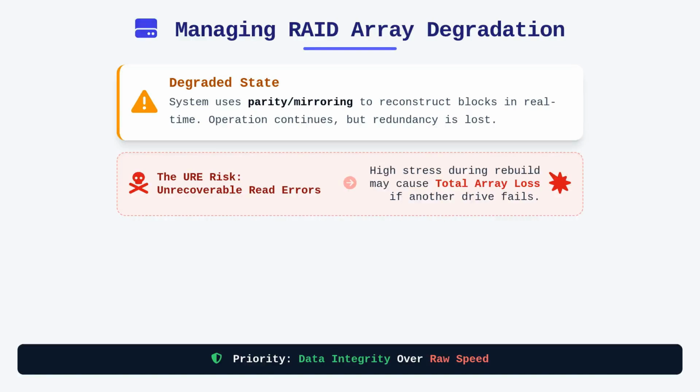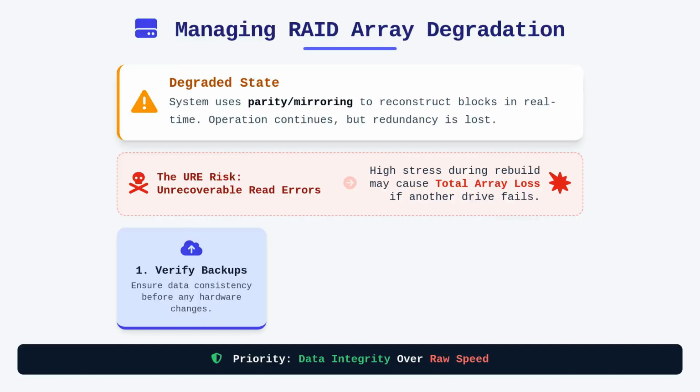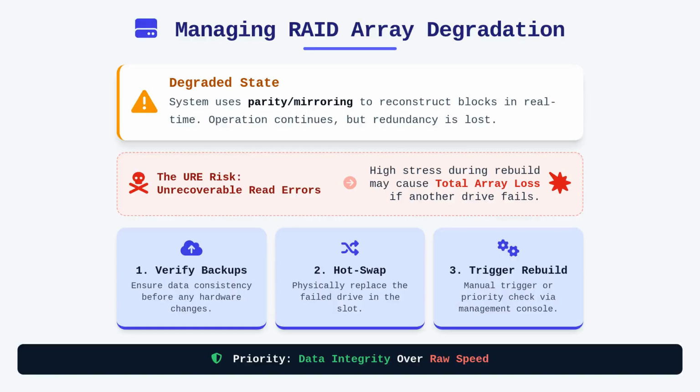If another drive suffers a fault during this period of high stress, the entire array may become inaccessible, rendering the data lost. Consequently, the first step in any recovery procedure is ensuring that current, consistent backups are available before attempting to hot swap a drive. Once the physical replacement is slotted, the controller typically initiates an automatic rebuild, though an administrator must often manually trigger or prioritize this process through the storage management console.